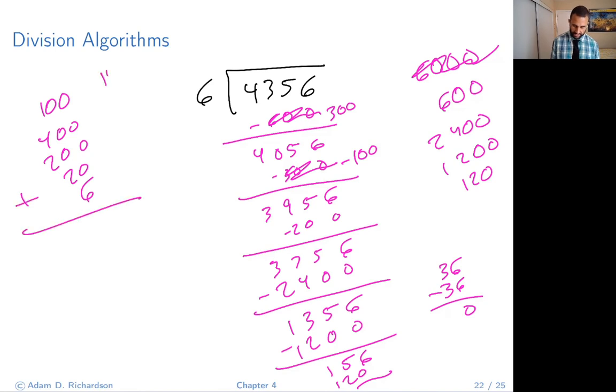So over here, this is number of 6s. This is what I've been keeping track of, number of 6s. And now we can just add them all together. What do we get? 726. And there's the answer. 726.